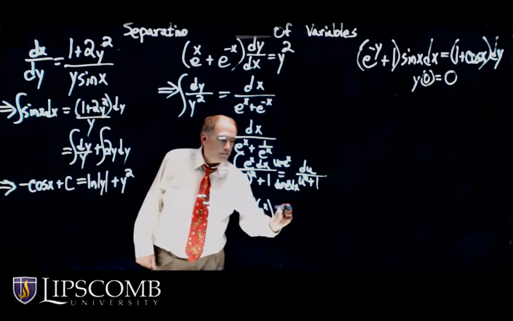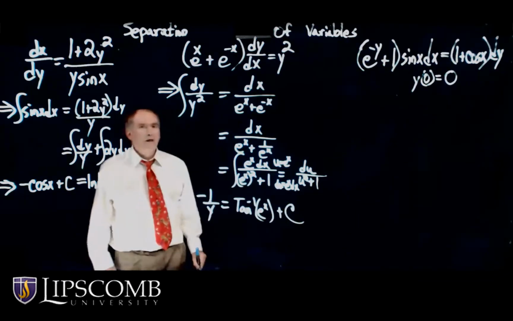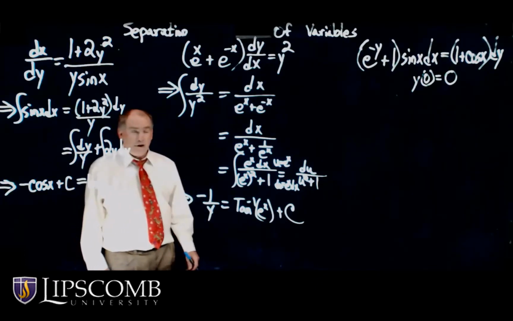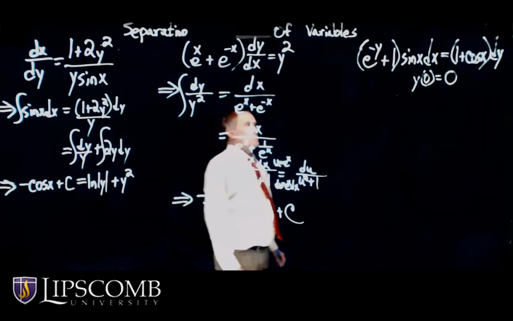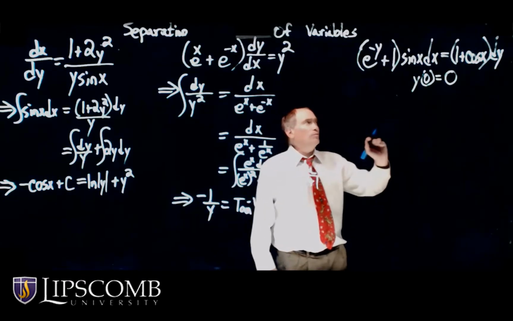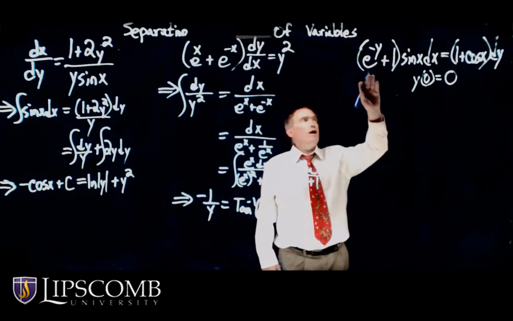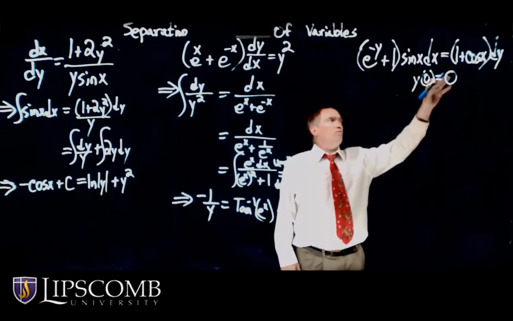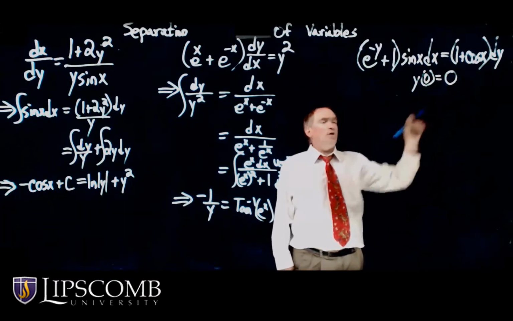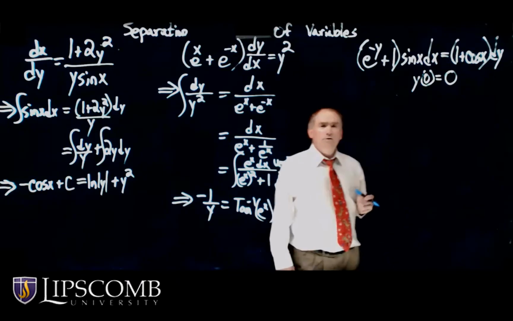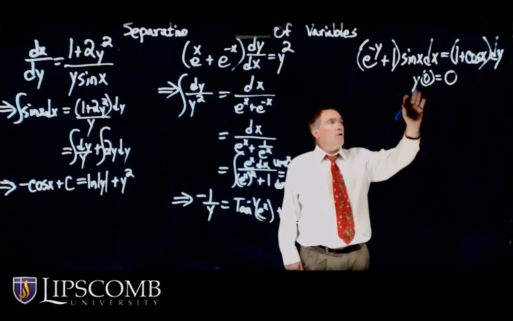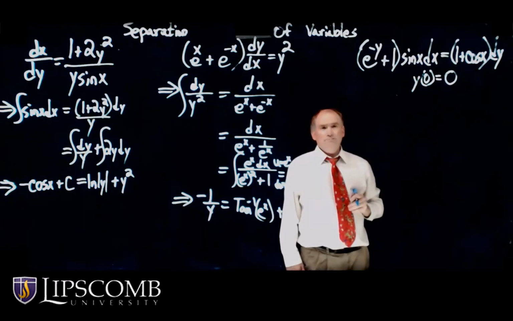And then I'll write plus c. Again, I'm going to leave it in implicit form. My third and last example, e to the negative y plus 1 times sine of x dx equals 1 plus cosine of x dy. And this time I'm dealing with an initial value problem, an IVP. I'm going to have y of 0 equal to 0.